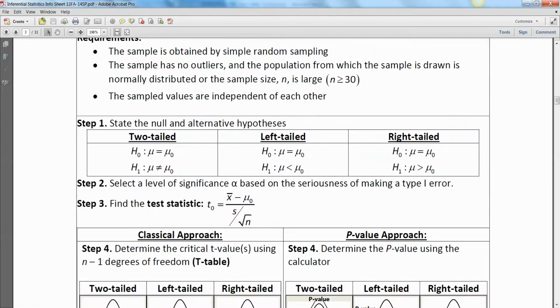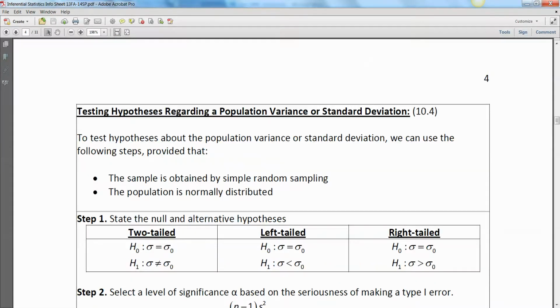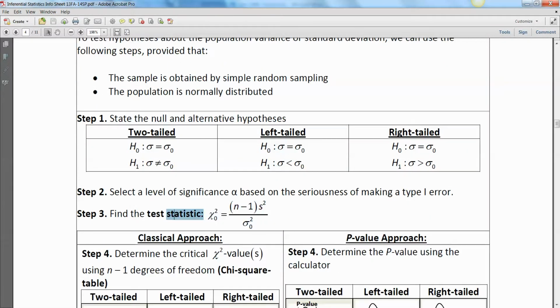Now, what's that going to mean? Well, you're going to have to compute your test statistic, which is right here. So chi 0 squared is going to be equal to n minus 1 times s squared over sigma 0 squared. So hold that thought. Let me get that formula printed up. One sec. There it is.